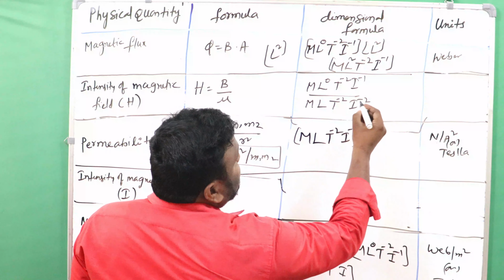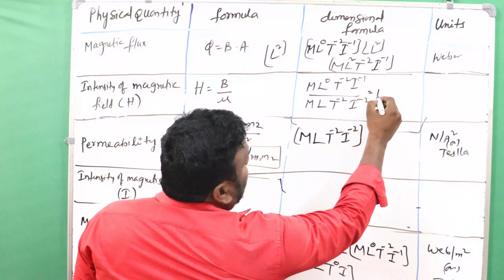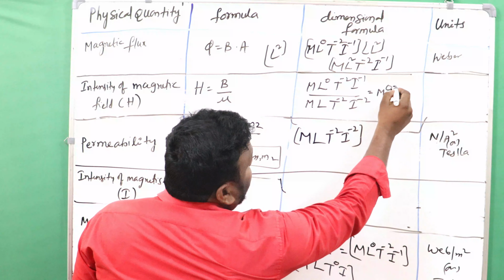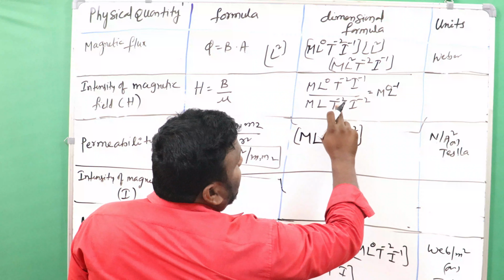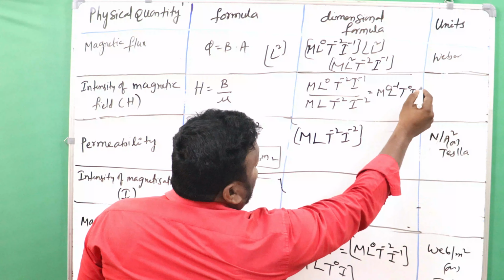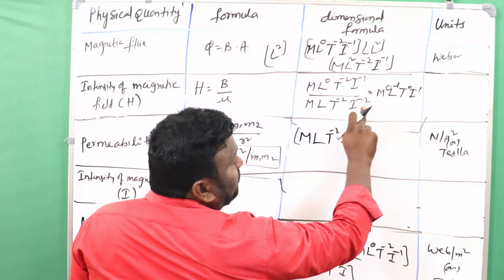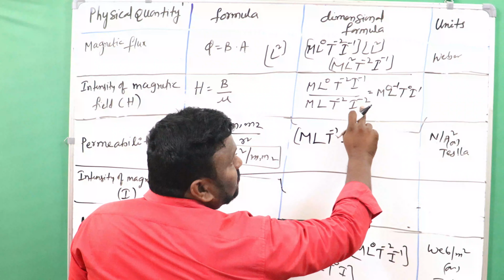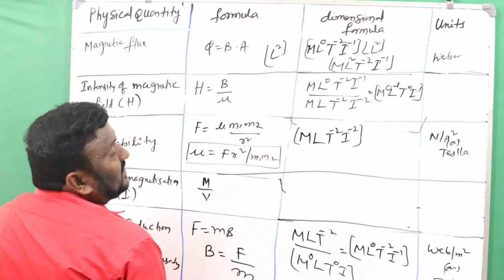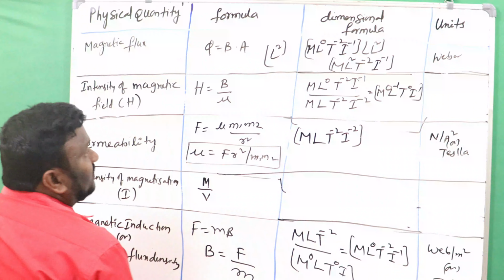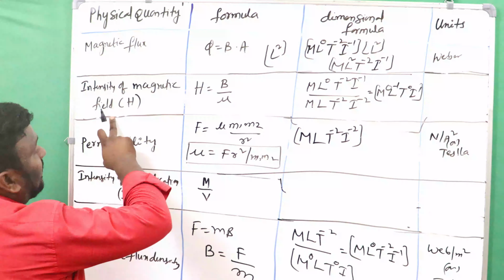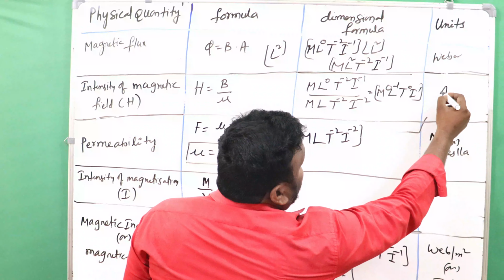Then what do you obviously get here? M to the power of 0, L to the power of 0 minus... L to the power of 1 minus 2... L to the power of minus 1, and T to the power of minus 2 plus 2, that's 0. And I to the power of minus 1, if it comes to the numerator, plus 2. Minus 1 plus 2 means 1. So M to the power of 0, L to the power of minus 1, T to the power of 0, I to the power of 1. That is the dimension formula of intensity of magnetic field, and the units are ampere per meter.